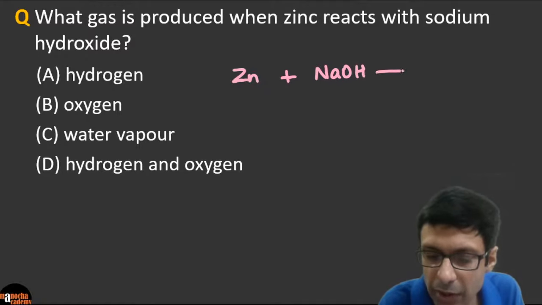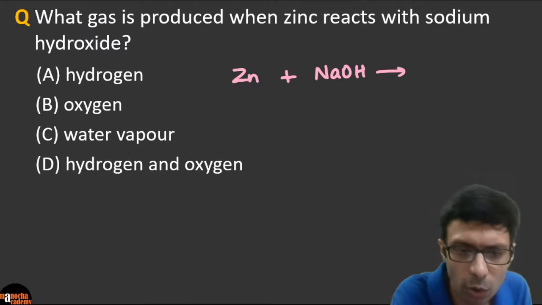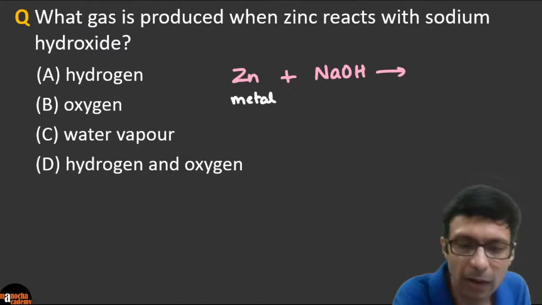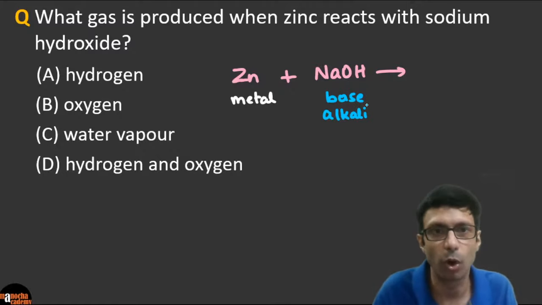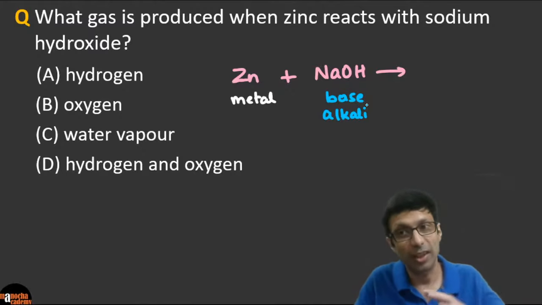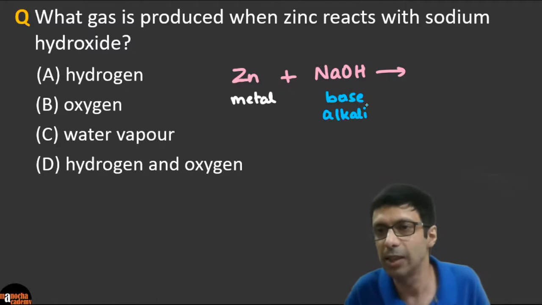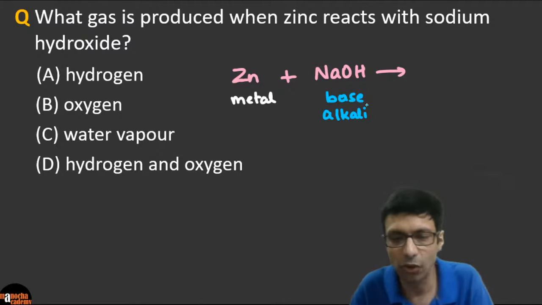What type of reaction is this? Think, where have I seen this reaction? Zinc, sodium hydroxide, where is this? Zinc is clearly a metal, and sodium hydroxide, we know it's a base, and in fact an alkali. It's alkaline in nature, it's soluble in water. So it is a metal plus a base reaction. This is how you analyze the questions. Don't ask, where did I learn zinc plus sodium hydroxide? Think of what the type of reaction is, what's happening here. A metal is reacting with a base.